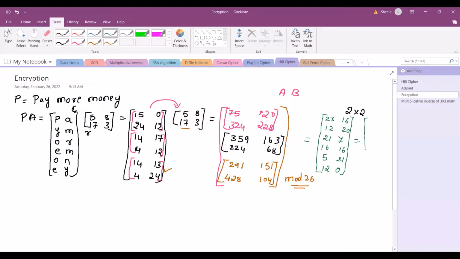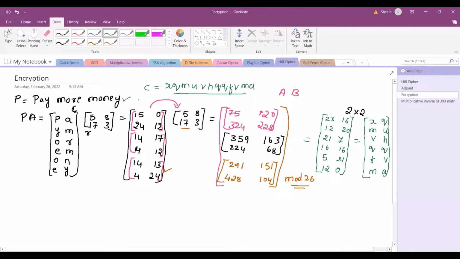Now you find out the corresponding letters. So 23 means it is the letter X, and 16 is Q, 12 means M, 20 means U, and 21 is V, 7 is H, and 16 is Q, and 5 is F, and again 21 is V, 12 is M, 0 is A. So the ciphertext C will be equal to X, Q, M, U. Row by row we have to write X, Q, M, U, V, H, Q, Q, F, V, M, A. This will be the ciphertext for the plain text, pay more money.